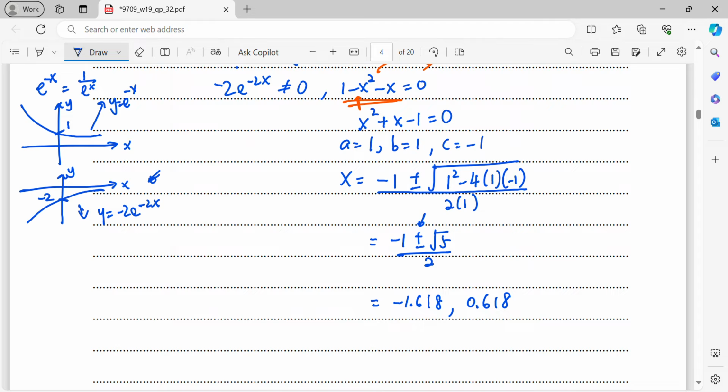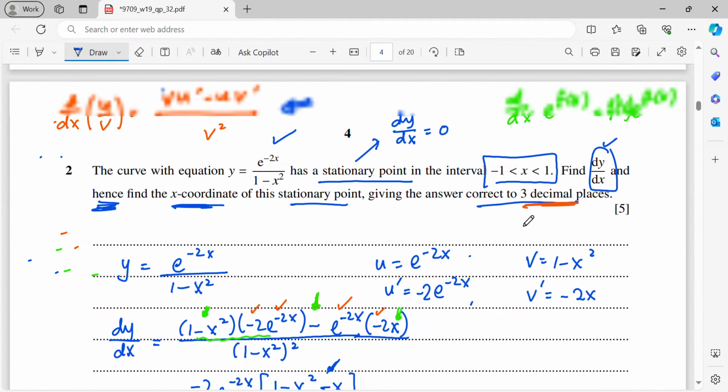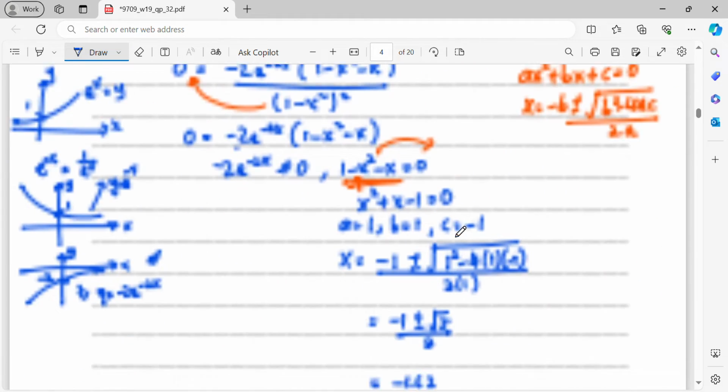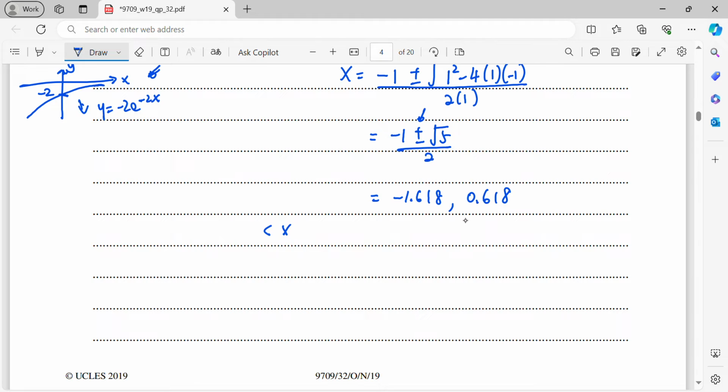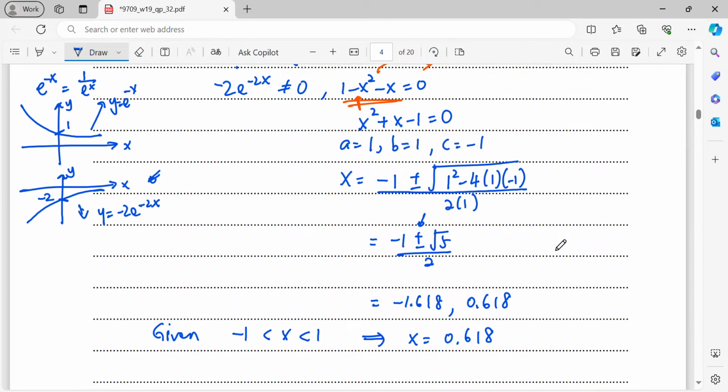Now look at the question. For this stationary point, you should just find one x value. Look at the x range here: x is between minus 1 and 1, which is the limitation of x, given. That means we cannot accept negative 1.618 because it's outside the range. Therefore, your x is 0.618. So this is the solution of this question.